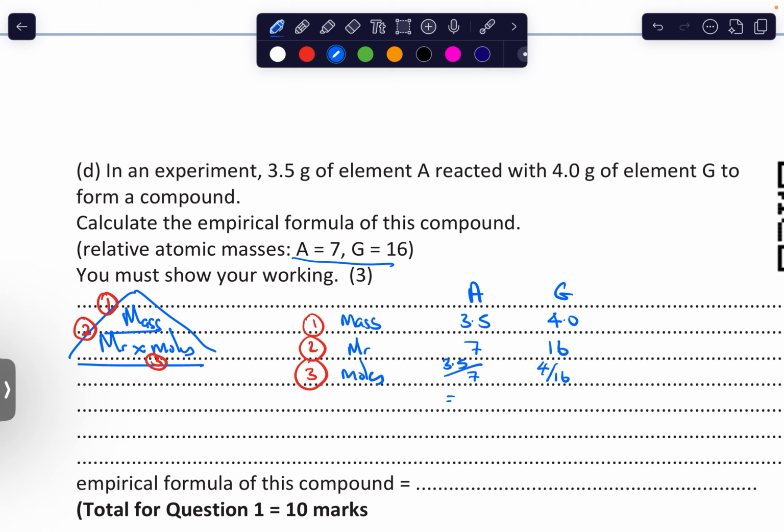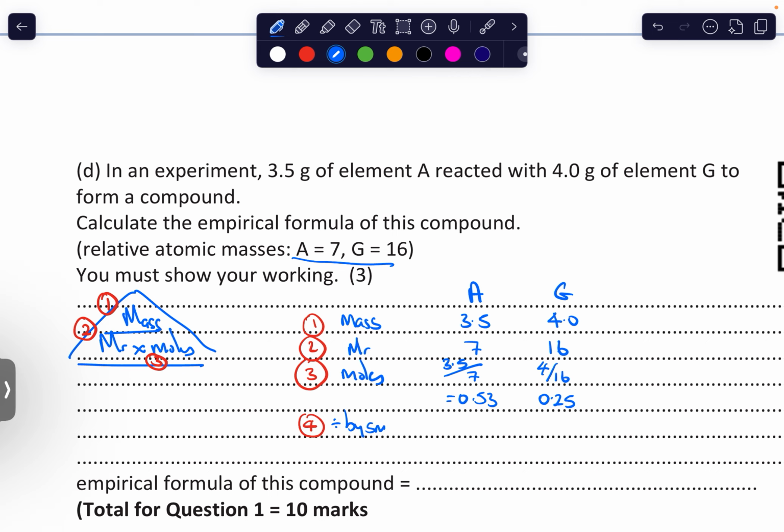So 3.5 divided by 7 is going to be 0.53, and over here we've got 4 divided by 16 is going to be 0.25.